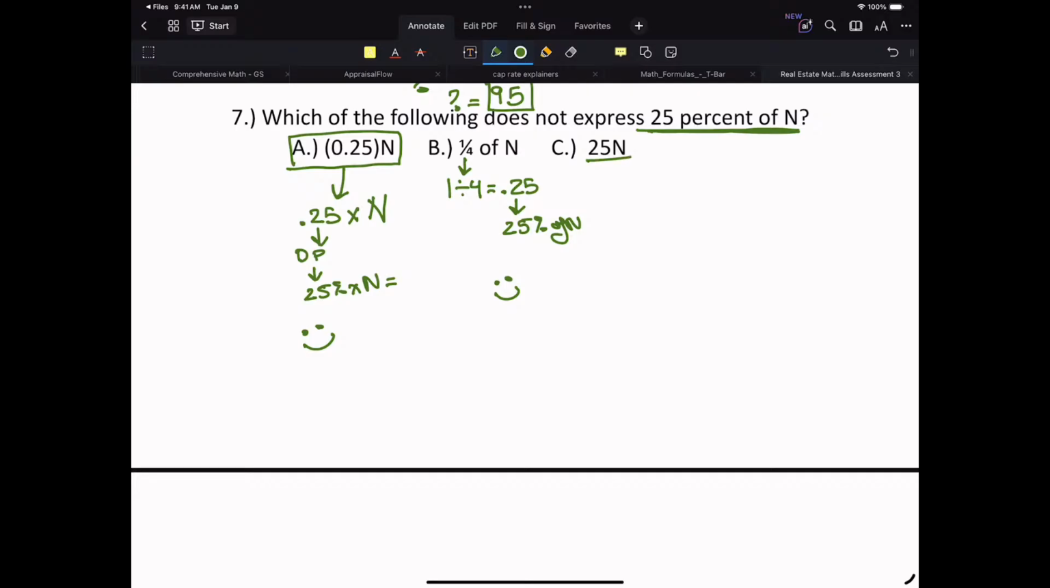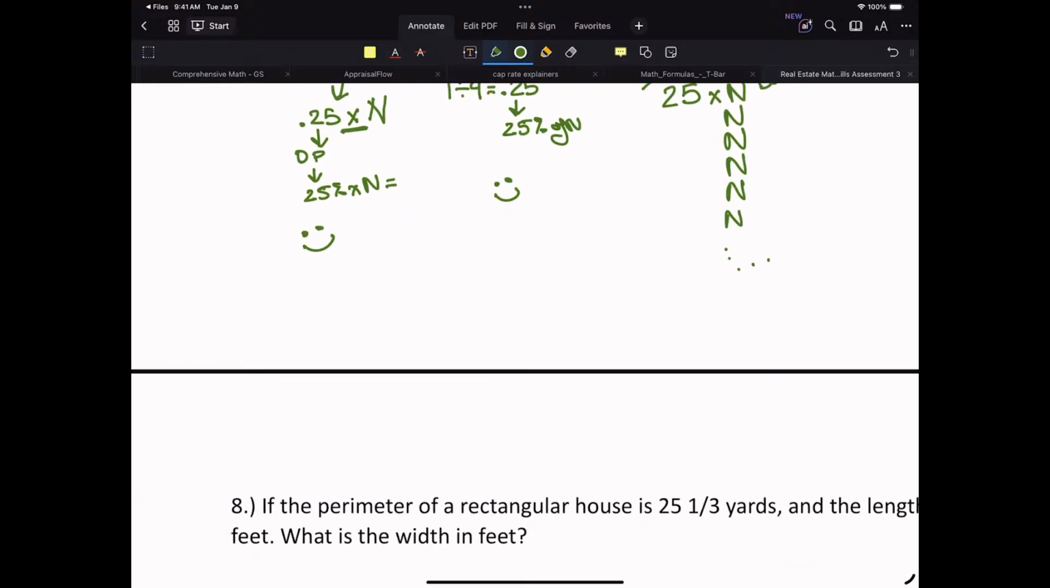But this one, 25n. What's missing? Remember, last time it was next to each other, we multiplied. 25 times n means you're doing n plus n plus n plus n, you're doing this 25 times. So that's not going to be a portion of n. That's going to be n a bunch of times. So that is not 25% of n. There you go. All right, 7 down. That's not too bad.